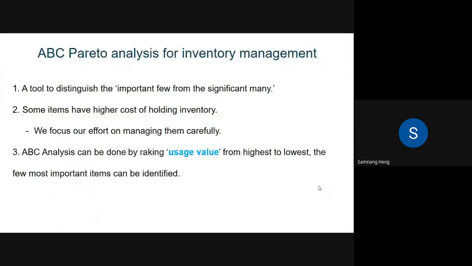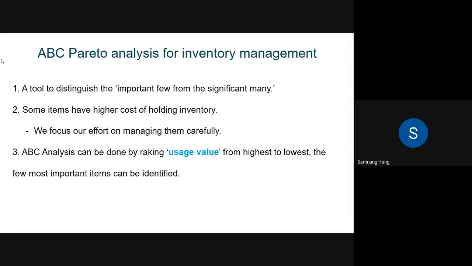Okay. So today we come to ABC Pareto analysis for inventory management. I usually call it ABC analysis, it's easier. It's a model for managing inventory in your warehouse, a model and a tool we use to distinguish goods that are more important than others. ABC is not the name of the person who invented it, it's when we classify the inventory into three classes: class A, class B, class C.